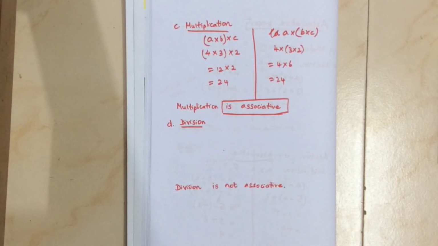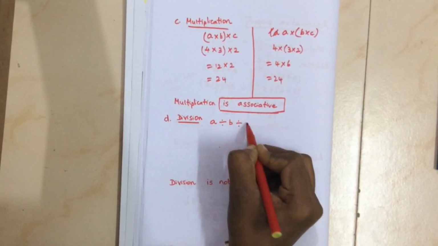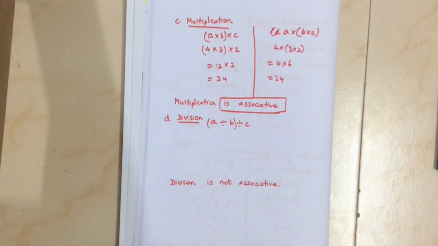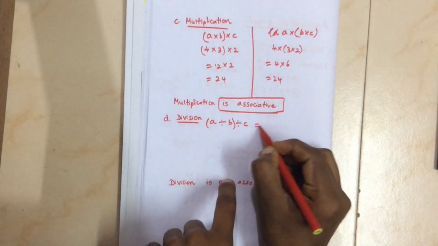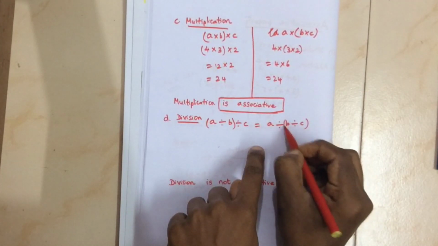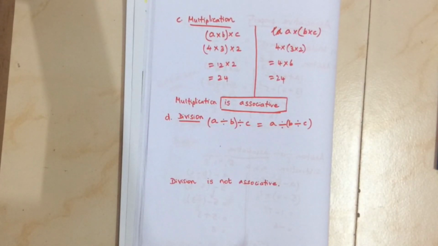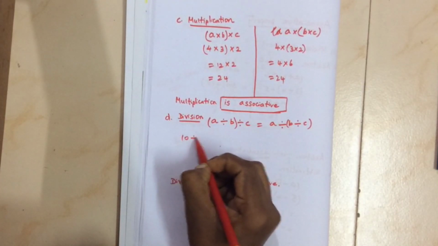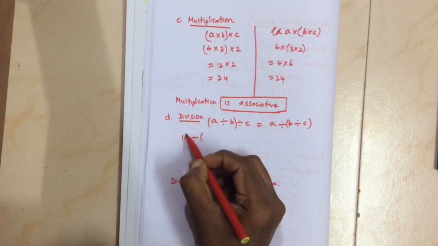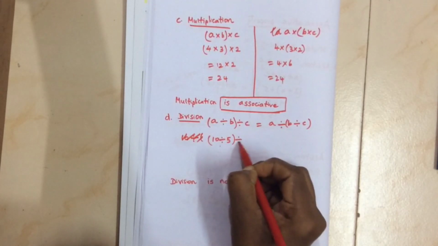You can try with some more examples for better understanding. Next is division. What you have to prove is whether (A ÷ B) ÷ C is equal to A ÷ (B ÷ C). We have to check whether these two are equal or not. So I am taking 10 divided by 5 divided by 15.